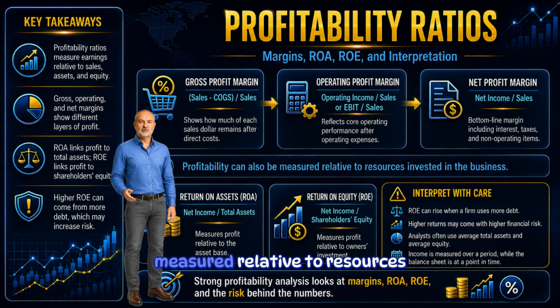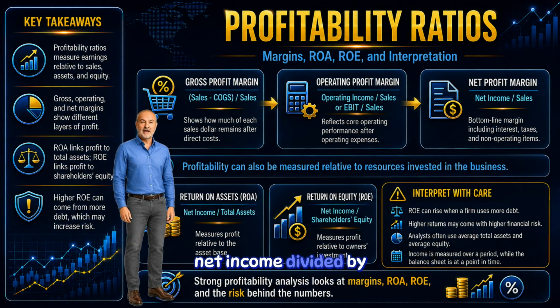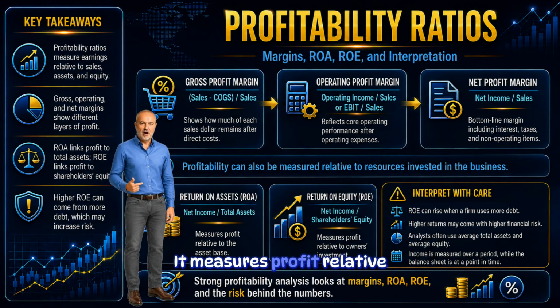Profitability can also be measured relative to resources invested in the business. Return on assets equals net income divided by total assets. It measures profit relative to the asset base. Return on equity equals net income divided by shareholders' equity. It measures profit relative to owner's investment.